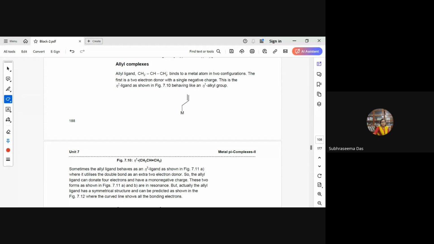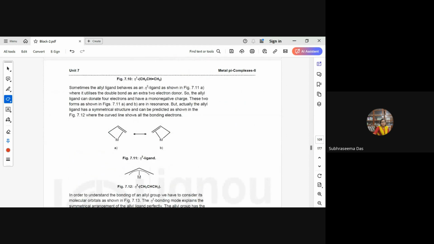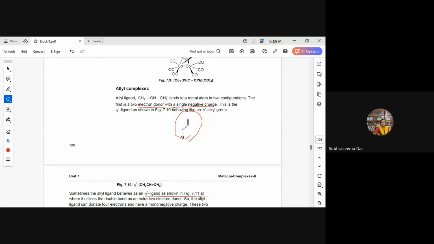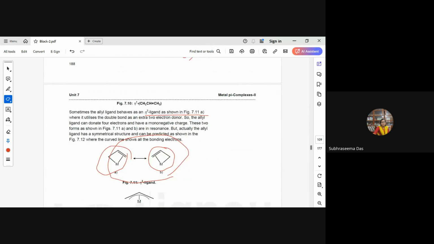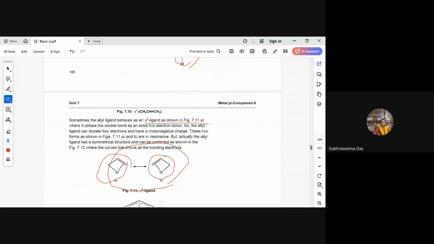So the first is a 2 electron donor with a single negative charge, and this is shown in figure 7.10. In the second case, the allyl ligand behaves as an eta 3 ligand, as shown in figure 7.11. So here in A, both are resonating structures. Thus the allyl ligand can exist in two configurations, bridged with the metal atom. The allyl ligand donates 4 electrons and it has a mono-negative charge.